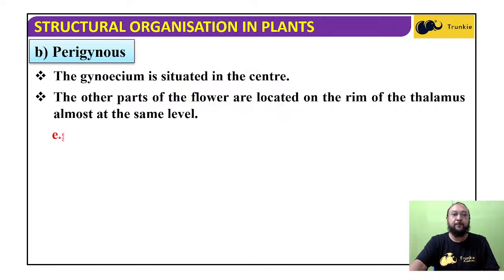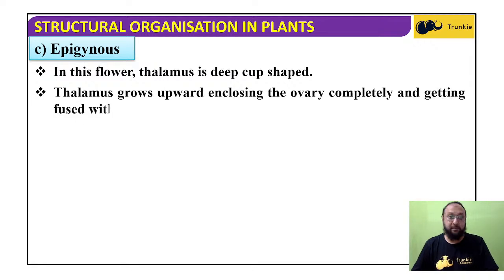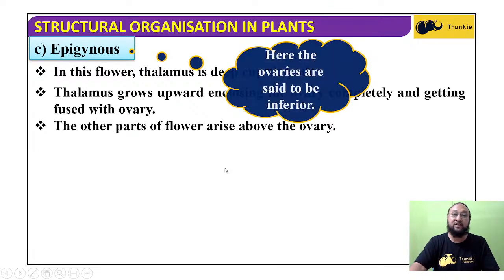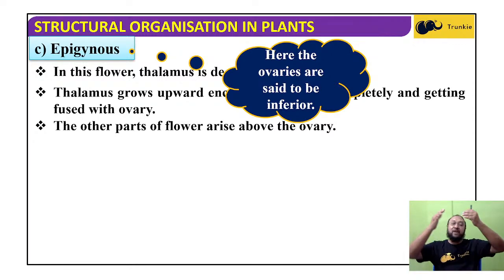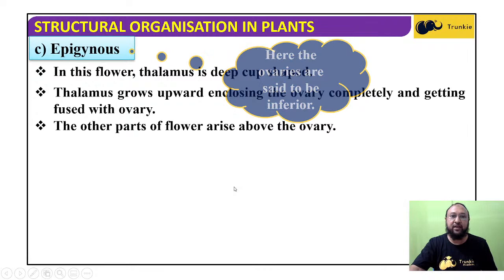Now we come to the epigynous flower. In this flower, the thalamus is deep cup shaped. The thalamus grows upward, closing the ovary completely and getting fused with the ovary. The ovary is said to be inferior because the thalamus is cup shaped, forming a tube-like depression, and the ovary goes below into that. The other floral parts are above the ovary. So in this case, the ovary is called inferior and the flower is called epigynous.